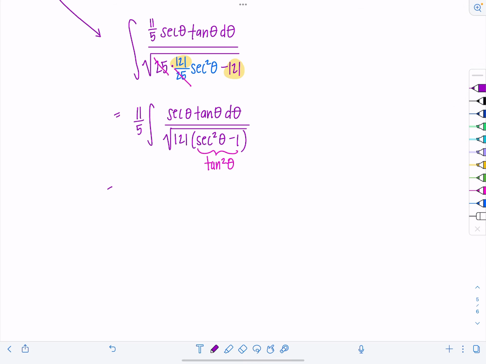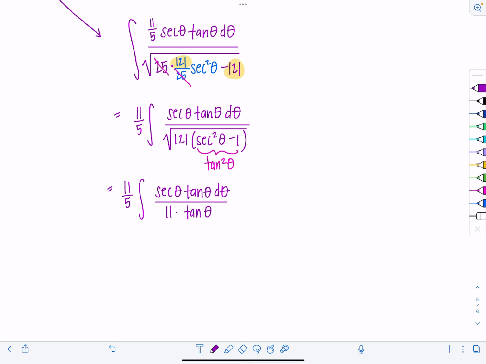We've got 11 over 5 sitting outside minding its own business. Secant theta, tan theta, d theta upstairs. And then in the denominator, I've got square root of 121, so that's 11, and then square root of tan squared theta. Remember, we restricted theta to be only where tangent is positive, so we don't have to worry about absolute value. So you can just write tan theta with a clean conscience, okay?